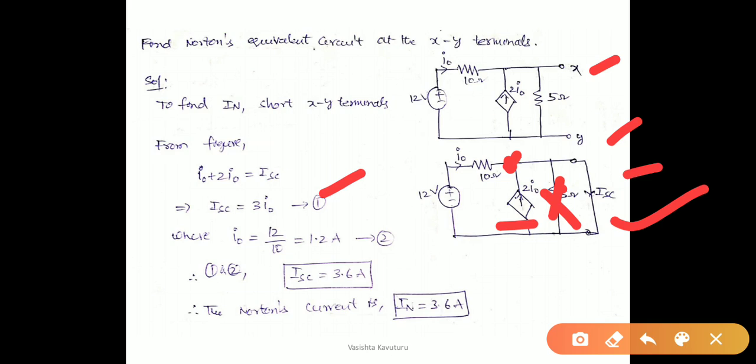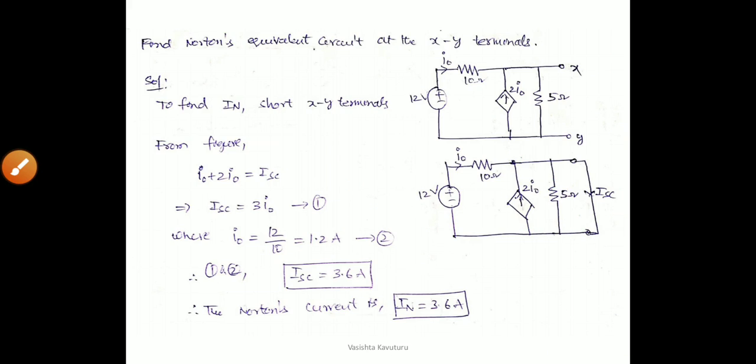Therefore I0 is equal to 12 by 10, that is 1.2 amperes. Therefore ISC, that is the short circuit current, can be given as 3.6 amperes. This short circuit current is also called the Norton's current, that is 3.6 amperes.